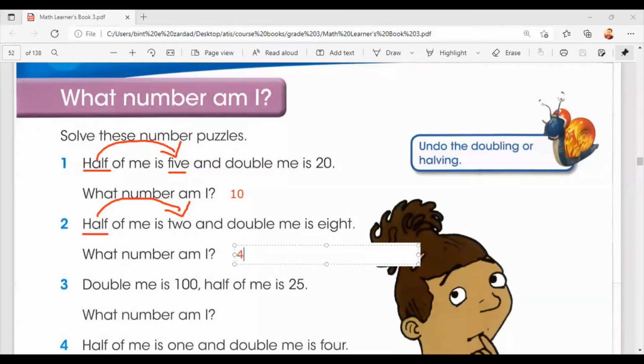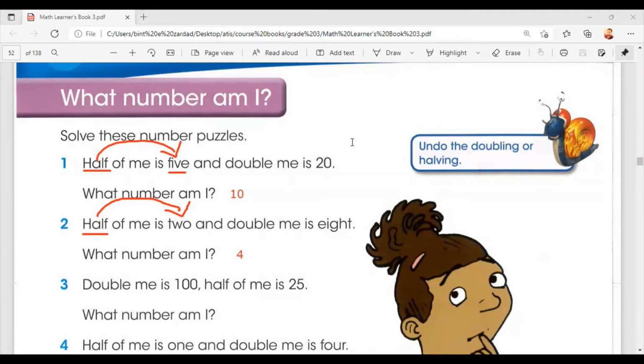Here 4. Now we can check our answer. Is this number correct? Is it correct or no? So half of me is 2. Make the half of 4, it's coming 2, and the double of 4 is 8. So like this, our answer is correct.